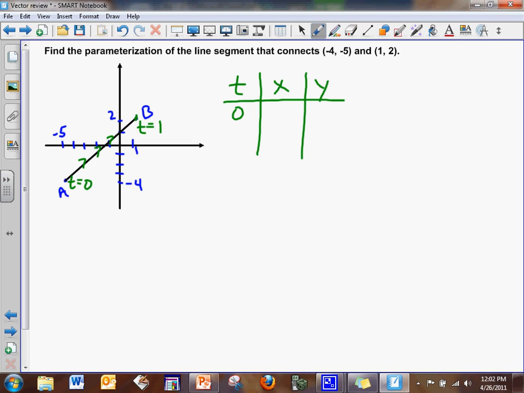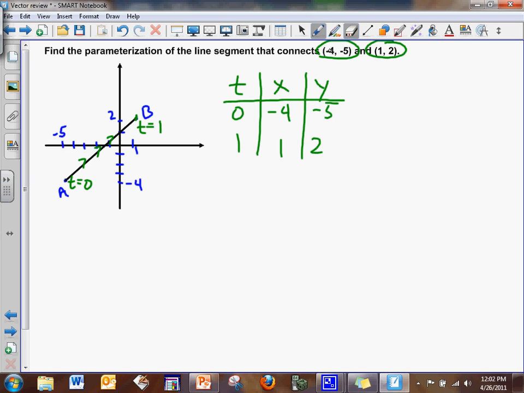So when time is at 0, the coordinates of the bug are -4, -5. When time is 1, at 1 second, the coordinates are 1 and 2. All right, so the table is pretty simple to fill out.